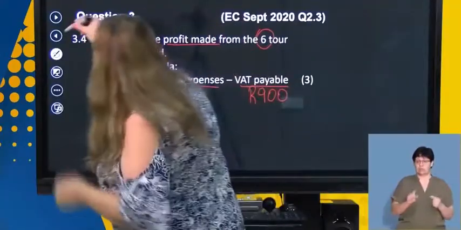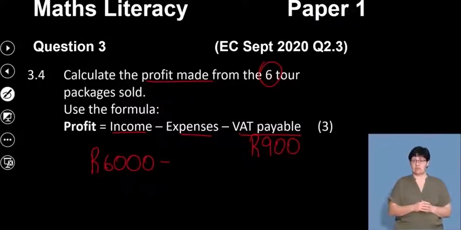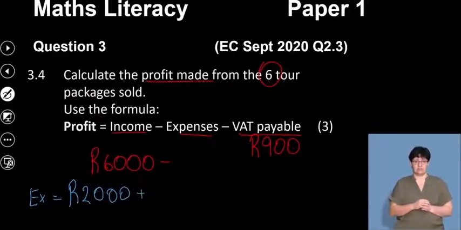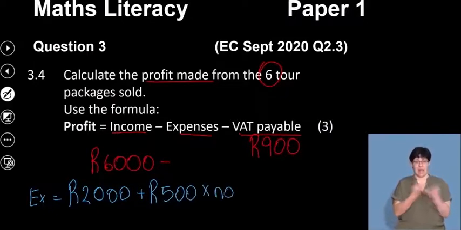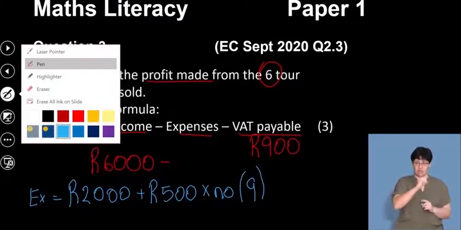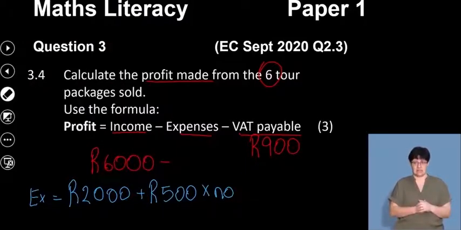So underneath this, I'm going to work out my expenses. I'm going to do it with a formula and then show it to you on the graph. The formula for my expenses was 2,000 Rand plus 500 Rand times the number of packages. So in this case, it was 2,000 Rand plus 500 times, I'm going to put this in brackets actually, times the, not 9, 6. I don't know where 9 came from. Okay, that number is 6.